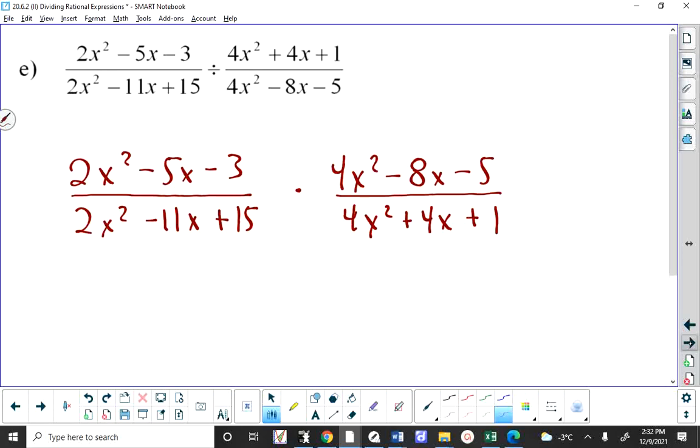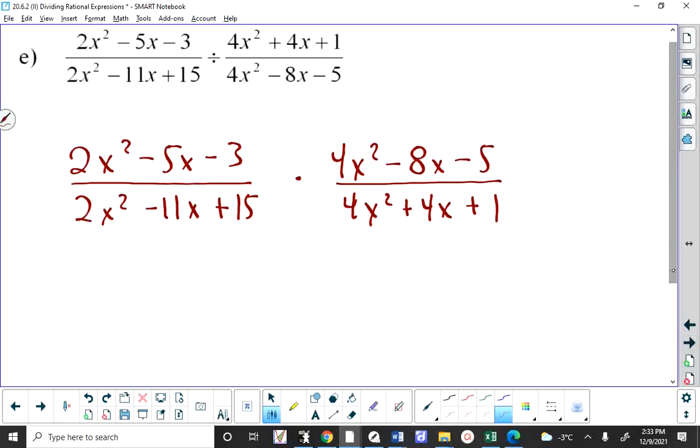It looks like I've transcribed everything correctly. In other words, I haven't copied it incorrectly. And I've flipped over the second fraction. So I'll tell you what I'm going to do. Are we in agreement it's written down okay?